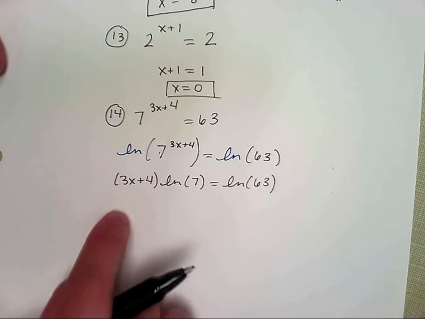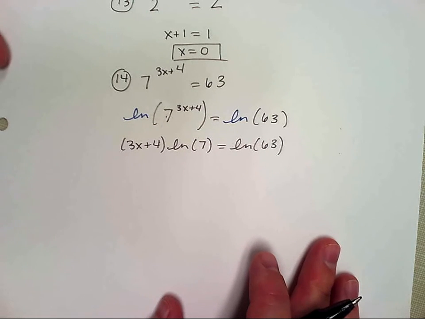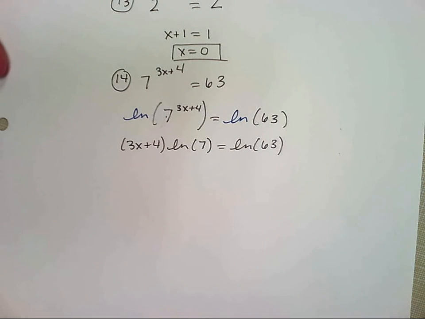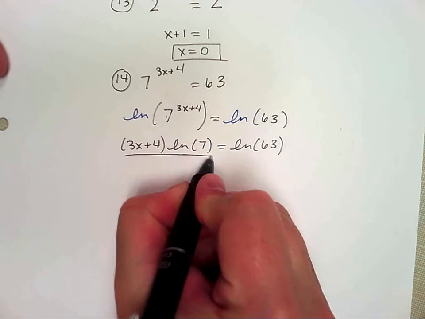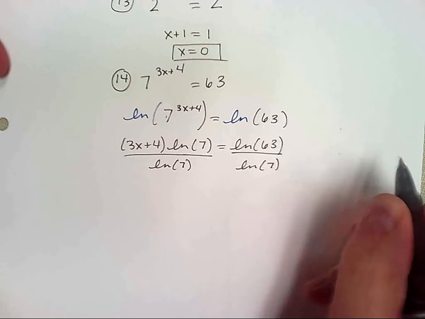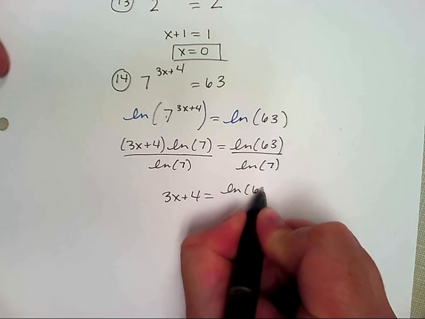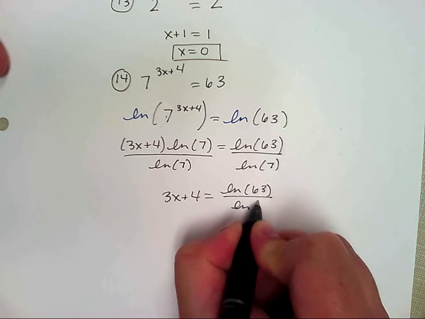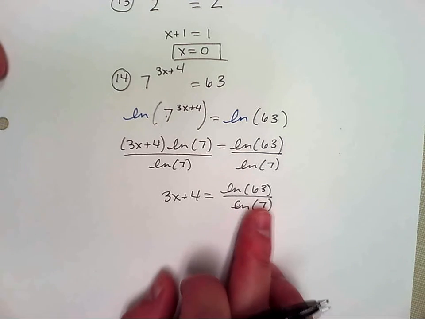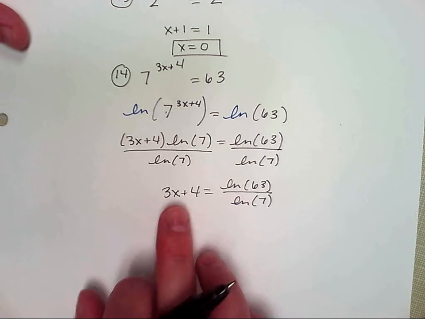I'm trying to solve for x, so how can I get x by itself? Divide both sides by ln of 7? Because if that was a 2, that's what I do, right? So it's a number, it's an ugly number, but who cares? This is still some ugly number. I don't care what the ugly number is. Leave it alone. Solve for x.